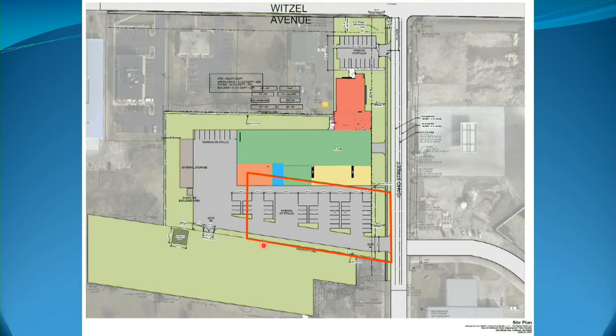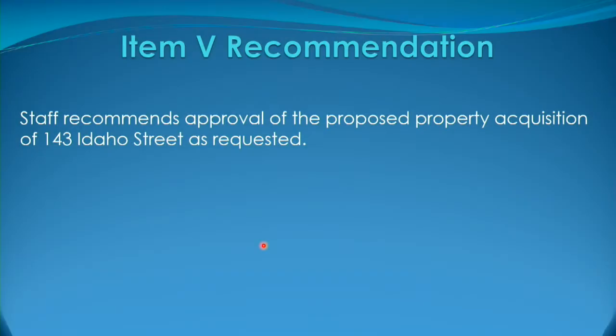City staff has been in contact with the property owners about the possible acquisition, and they have accepted an offer to purchase contingent on approval by the Common Council. This approval is the first step for the city to acquire the property. The city is required to follow the acquisition process as required by state statute. So with that, the staff recommends approval of the proposed acquisition at 143 Idaho Street as requested.